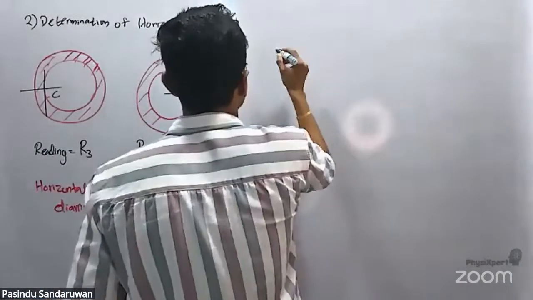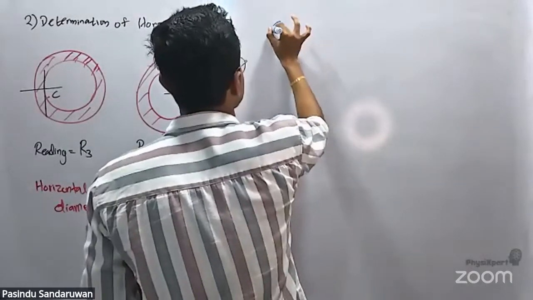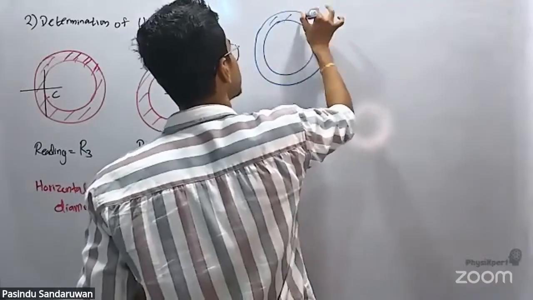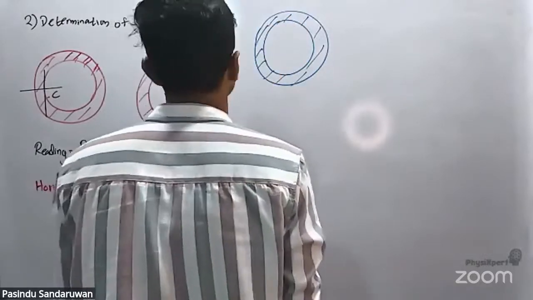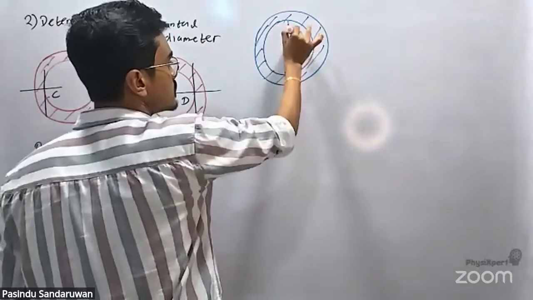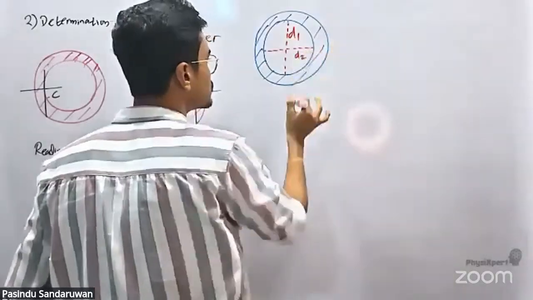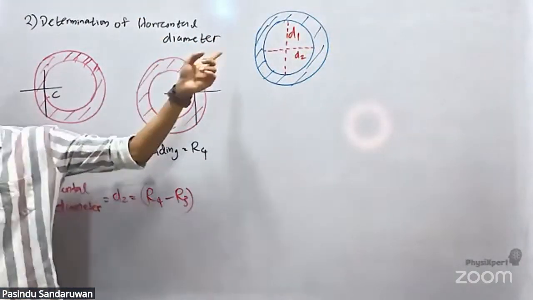And now what we have got already is this. These two values are known now. From the rubber tube, the vertical diameter D1 is known and the horizontal diameter D2 is known.